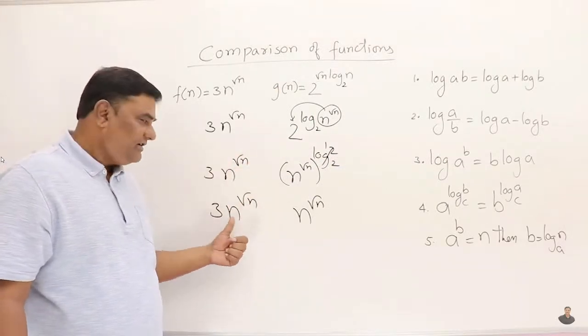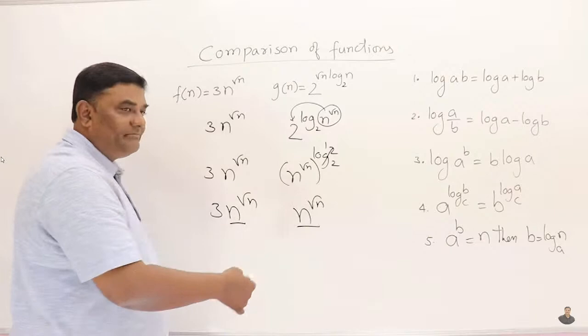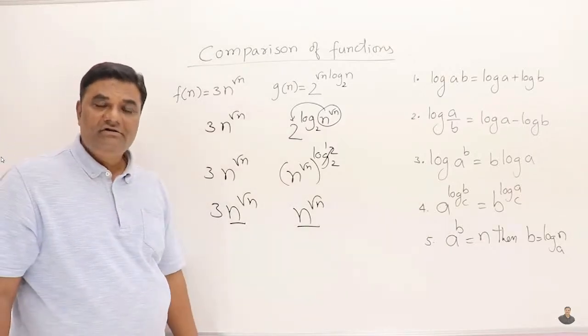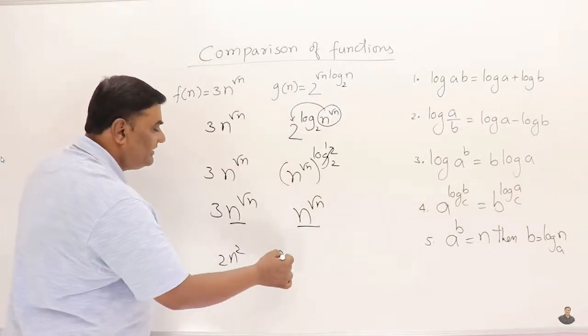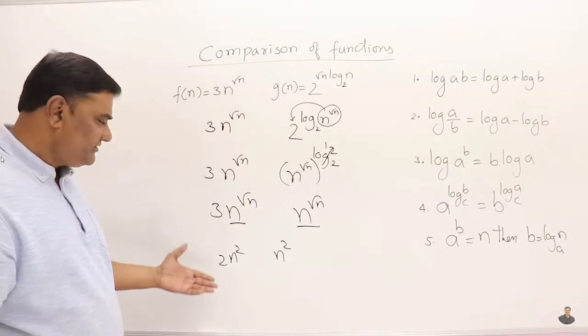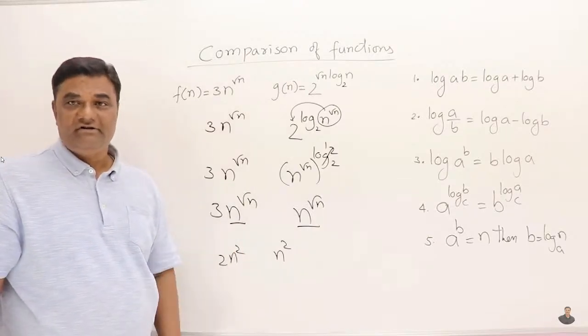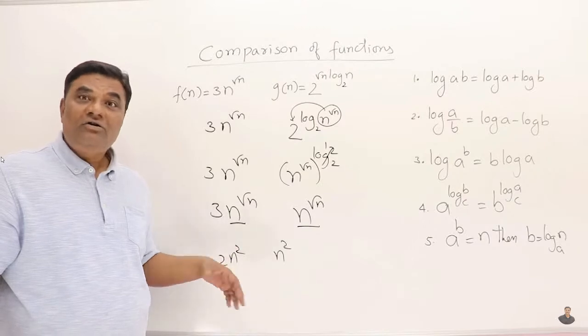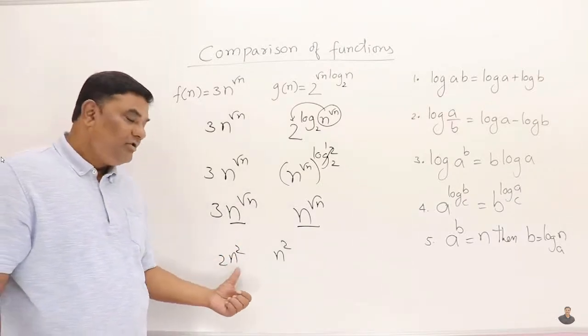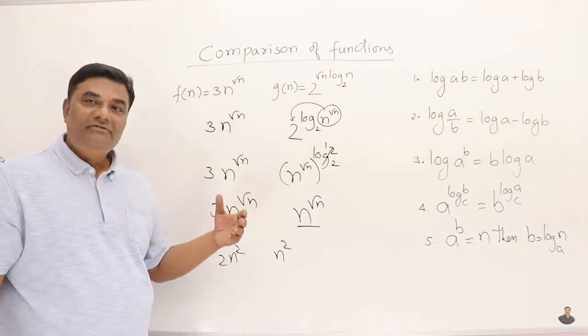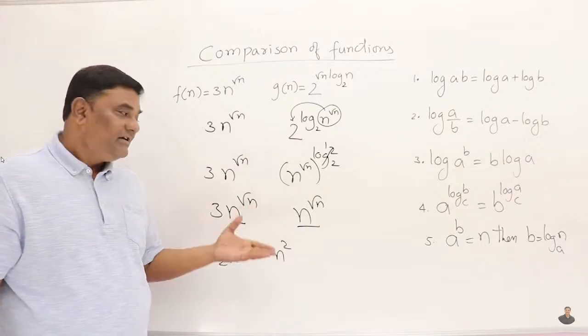So now what do you see? 3 n power root n, n power root n. If you see the terms, they are the same. This is just a coefficient. This is just a coefficient. It is just like 2n square and n square. Who is greater? They are equal. This coefficient is ignorable, right? Asymptotically, they are equal. Value-wise, this is greater. Big O of n square, big O of n square. Asymptotically, they are equal, but value-wise this is greater than that one. So if you want an asymptotic answer, then both are equal.